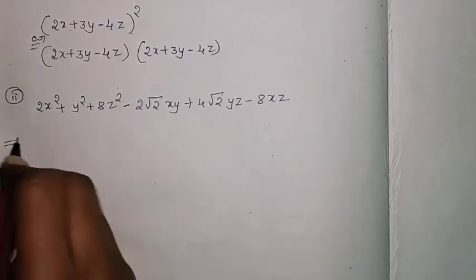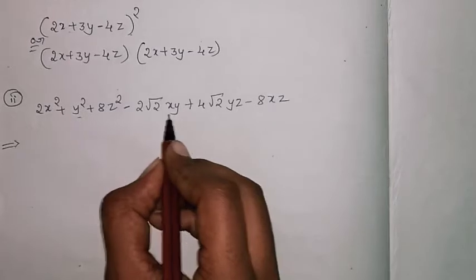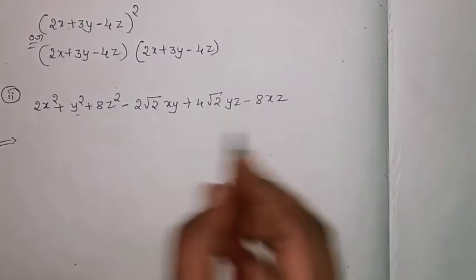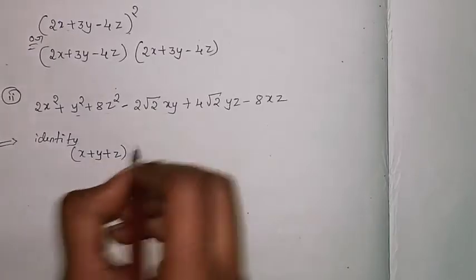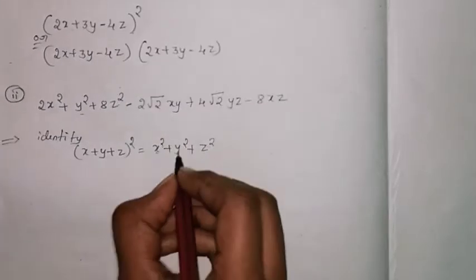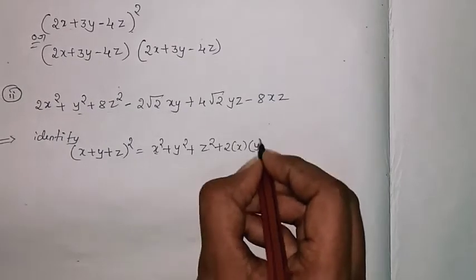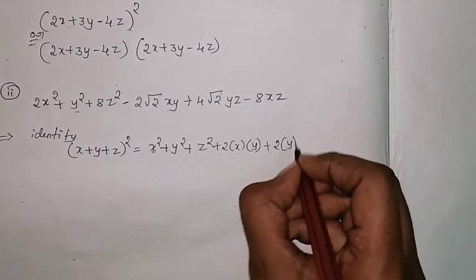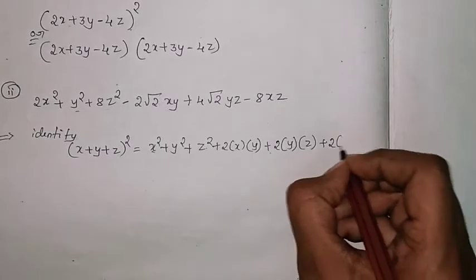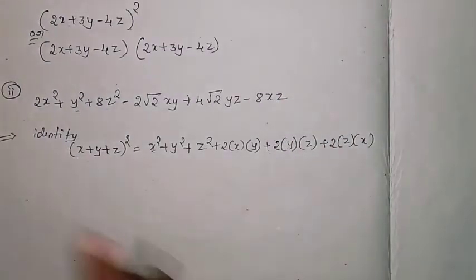So here in the second problem also you observe x square, y square, z square, xy, yz and xz. That means it is the formula, the identity we have used: x plus y plus z whole raised to square. That is x square plus y square plus z square, so the square terms you write, after that plus 2 into the bracket xy, plus 2 into the bracket yz, plus 2 into the bracket zx. The same formula we wrote above.